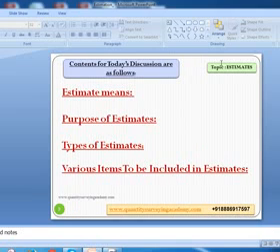Contents for today's discussion are as follows. We will discuss the meaning of an estimate, what an estimate actually means. Then we will discuss the purpose of estimates. Then we'll also be discussing the types of estimates, or various types of estimates. At last, the last topic in today's discussion, we will discuss the various items to be included in an estimate.